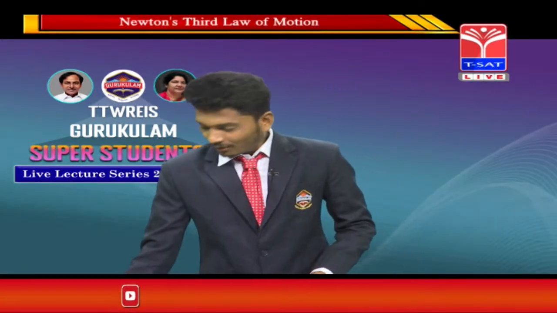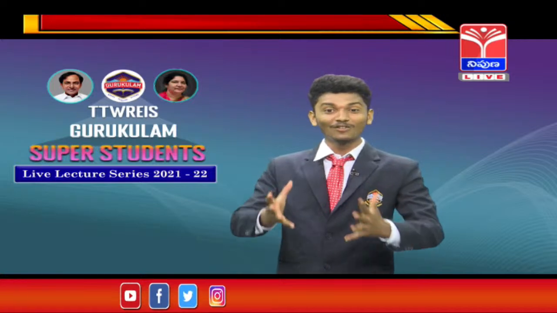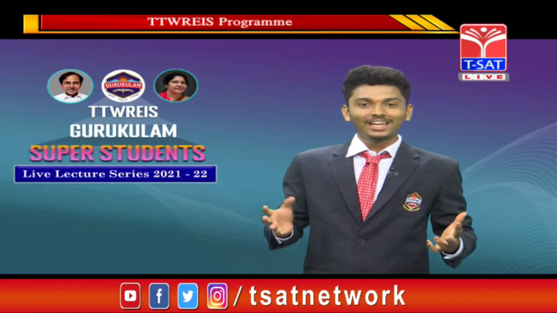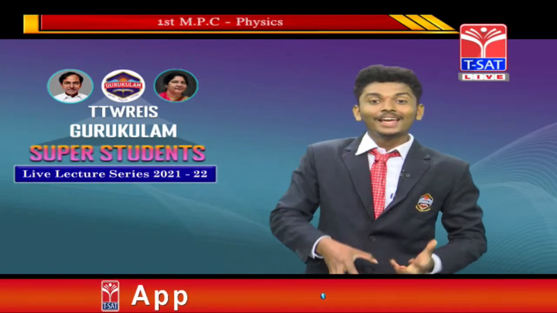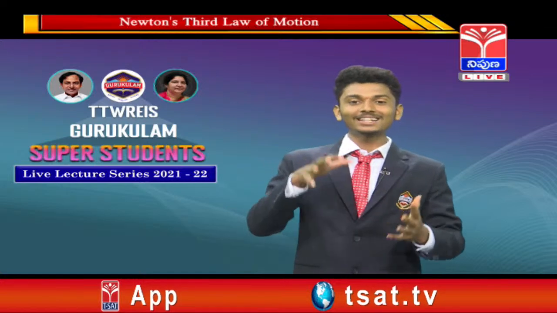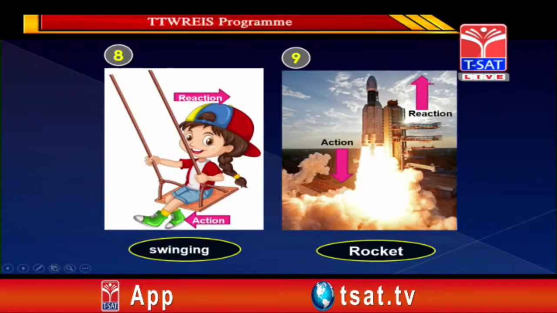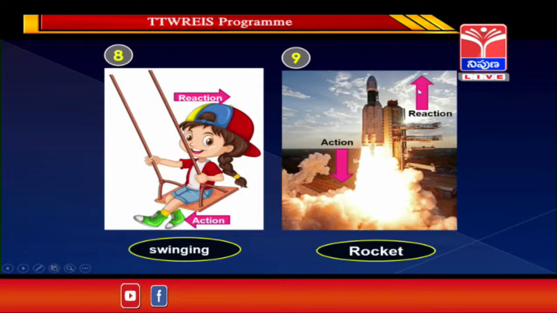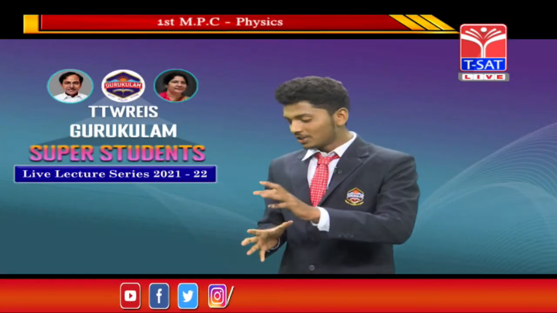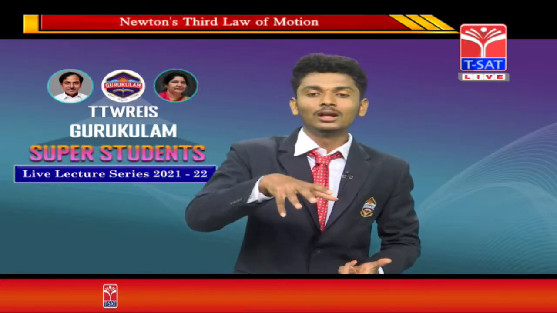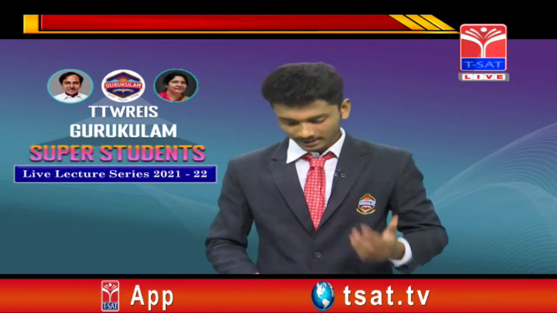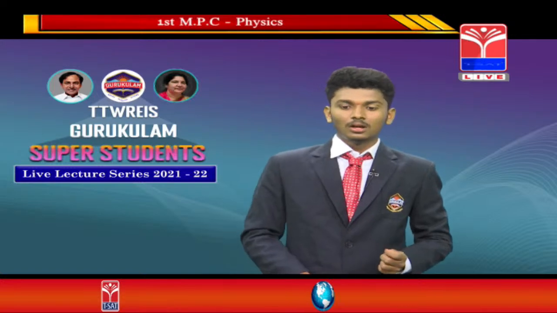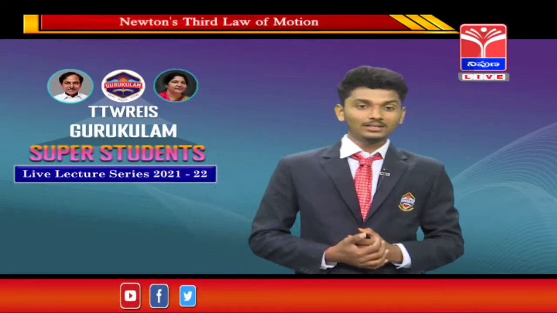Friends, you have observed the working model of a rocket. The force exerted by the rocket on the earth is the action, and the force exerted by the ground to move the rocket upwards is the reaction. You have observed that the rocket exerted force on the ground and the ground exerted force on the rocket to move upwards. Now I am going to conclude.